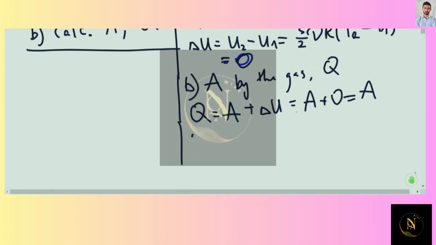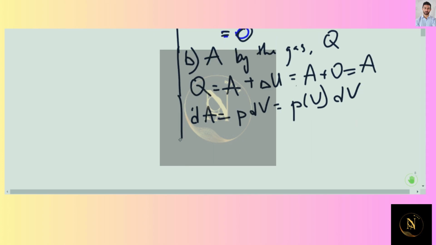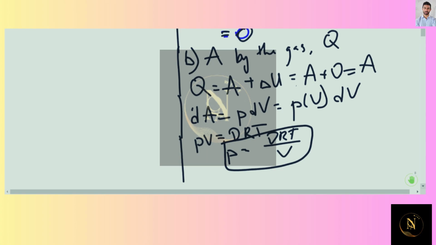How would we do it? As we know, dA equals P dV, or P as a function of V multiplied by dV. Let's use the Clapeyron-Mendeleev equation. So PV equals nu RT. Therefore, P equals nu multiplied by R multiplied by temperature divided by volume. So this is a function which we have to integrate.